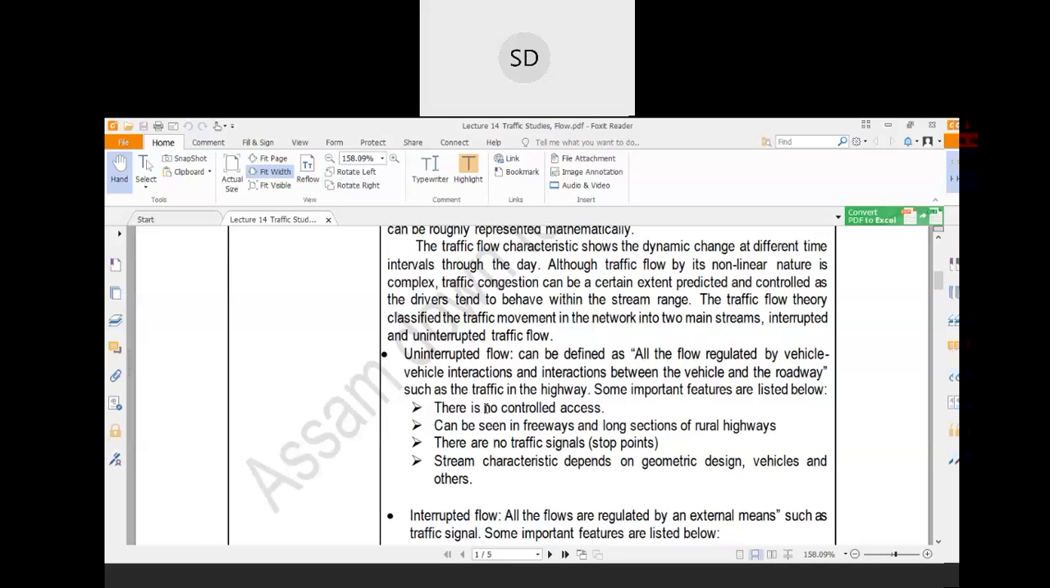Some of the characteristics of uninterrupted flow are that there is no control access. The main important thing is there is no control access. Control access means there should not be any intersections, there should not be any signaling system, etc. So all these things depend on the driver, and the driver can adhere to any speed, change his lane whenever it is required, and maneuver the vehicle as per his requirement.